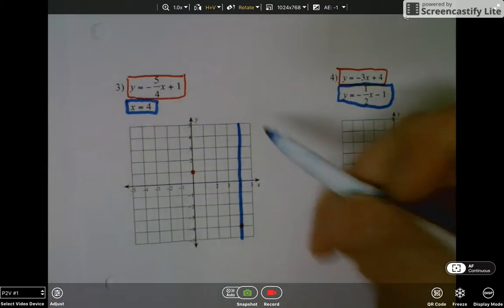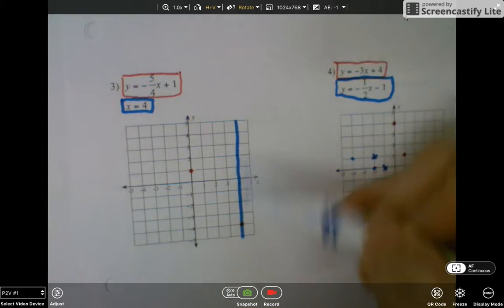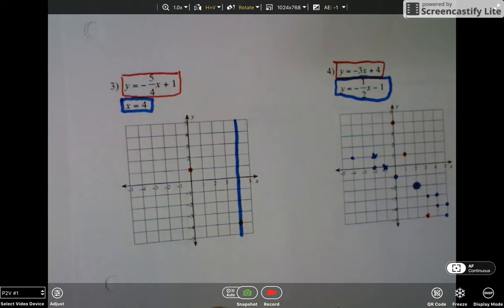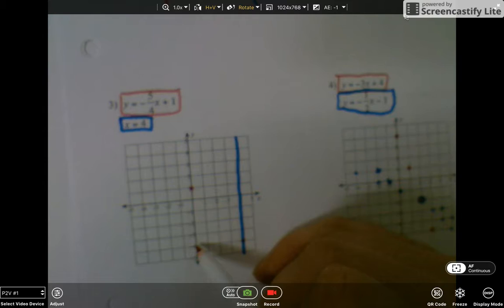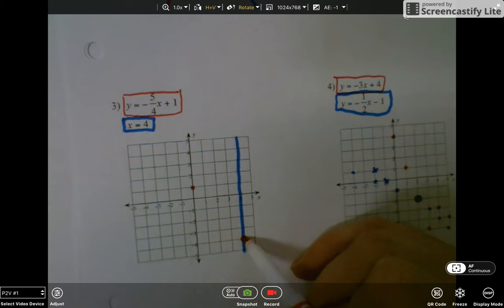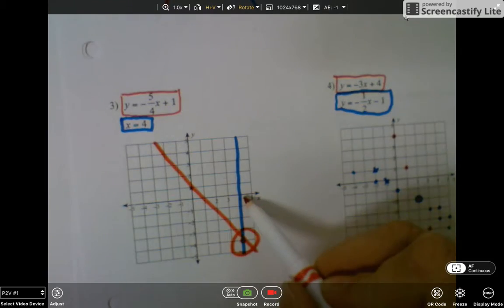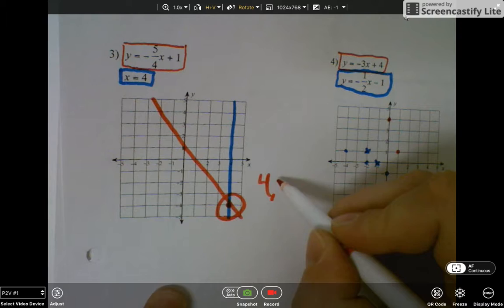Number 3, let's point out this x equals 4. That's a vertical line at x equals 4. And then we start here at 1 for the red line. And for that y-intercept at 1, you're going to go down 5 and right 4. Connect those 2 points. Crosses right there. That coordinate is, of course, 4, -4.